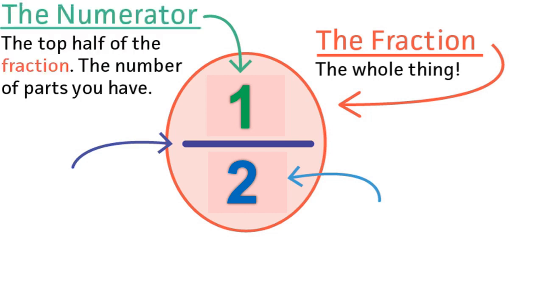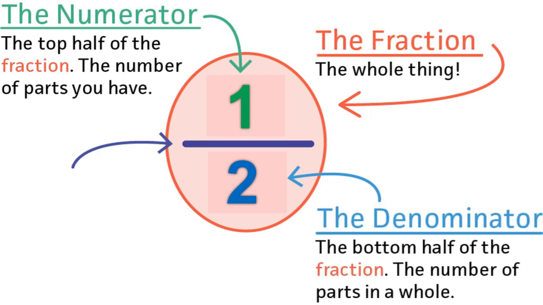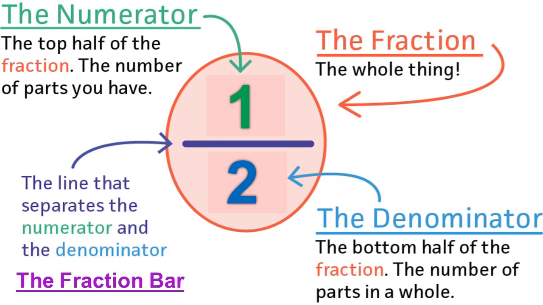1 is the numerator. It is the top half of the fraction, the number of parts you have. 2 is the denominator. It is the bottom half of the fraction, the number of parts in a whole. The line that separates the numerator and the denominator is called the fraction bar.